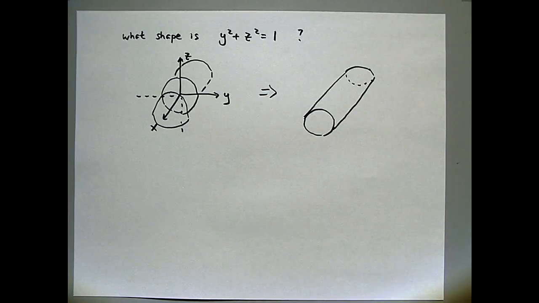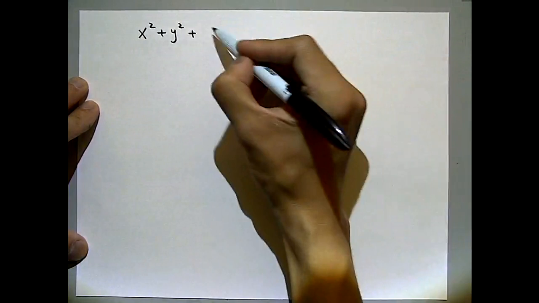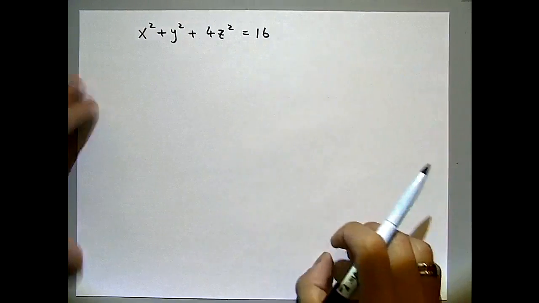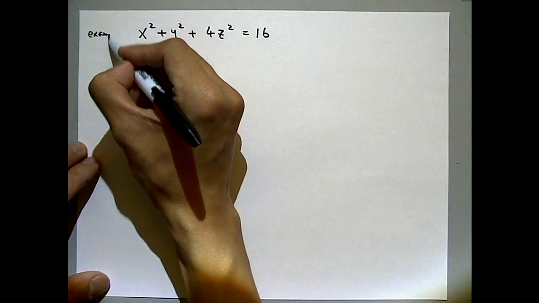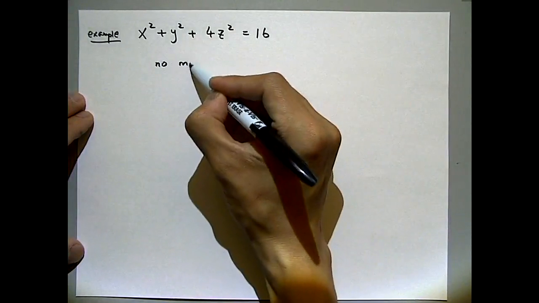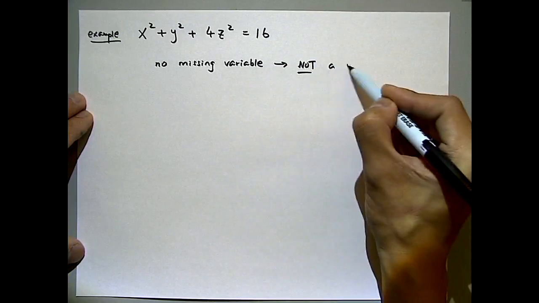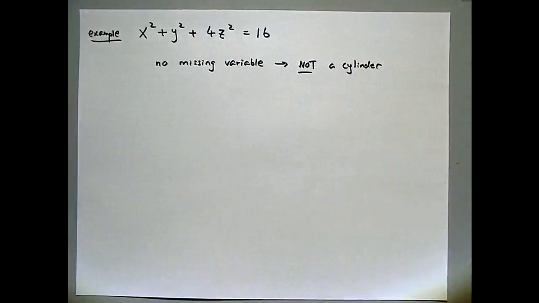It gets more complicated when all three variables show up. So we're going to do one example dealing with that. Okay, so here we got x squared plus y squared plus 4z squared equal to 16. All three variables show up. So that's not a cylinder anymore. A cylinder always has one missing variable. That's how we get this kind of parallel situation going on. Not dealing with a cylinder anymore.